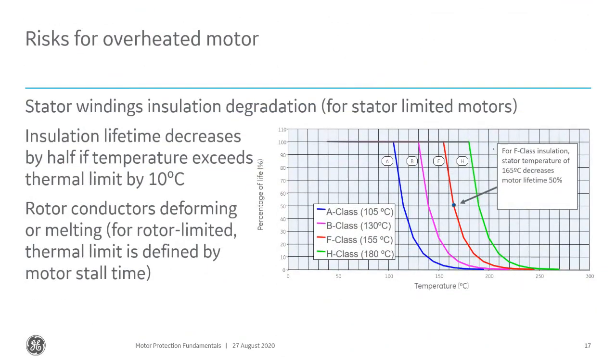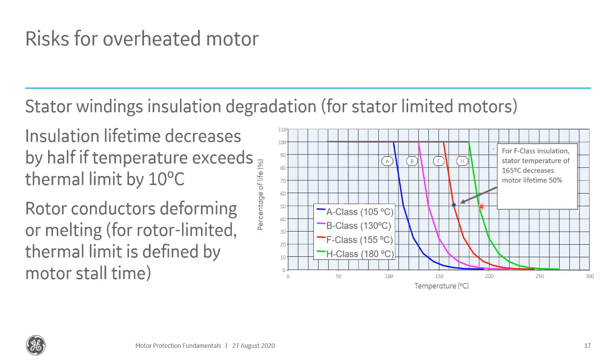So a little bit more on why overheating your motor is a problem: the stator windings and the stator winding insulation will degrade at high temperatures. It says your insulation lifetime decreases by half if the temperature exceeds the thermal limit by 10 degrees C. The example here is for an F class insulation. A stator temperature of 165 degrees decreases motor lifetime by 50%.